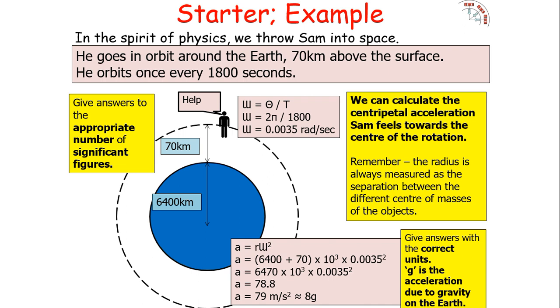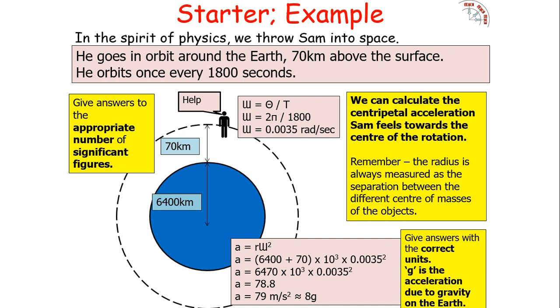Now a few things. Firstly, we are measuring from the center of the Earth, because we're measuring from the center of the rotation. So we've got to add the actual size of the Earth to the distance from the surface of the Earth that Sam is. So we're doing 6,400 plus 70. Then you've got to convert your kilometers into meters, and you get an answer of 78.8 or 79 meters per second squared, when we give the appropriate number of significant figures and the correct units.